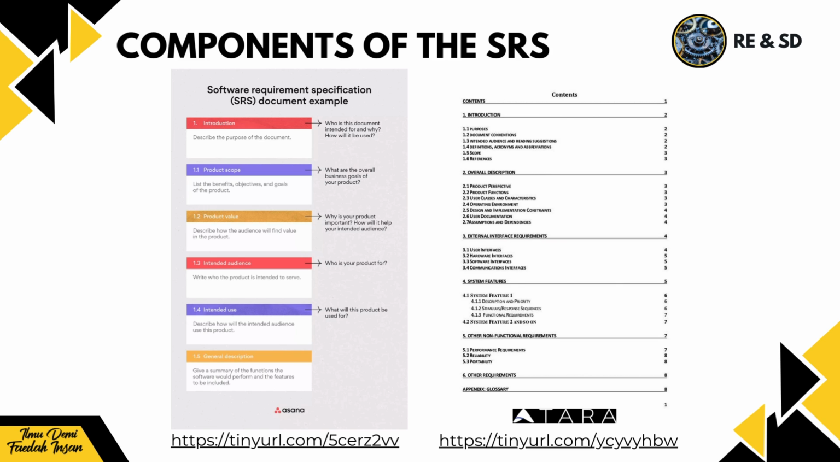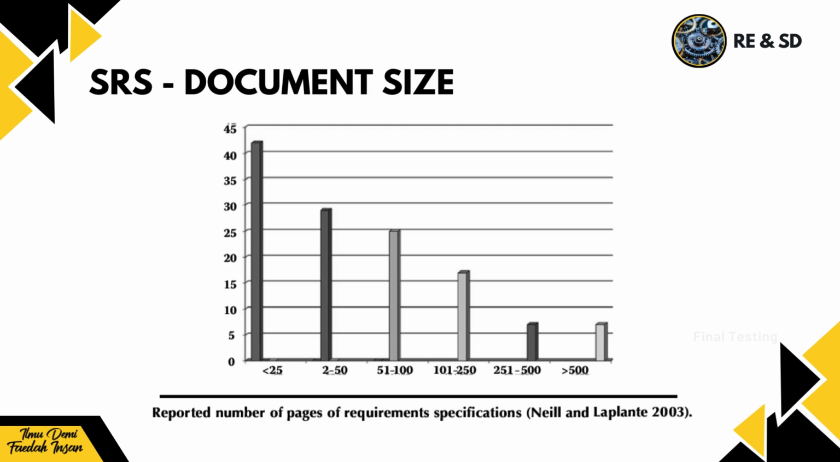Now that you understand the components required for an SRS, you might be wondering, how extensive should this document be? It's common to assume that it would be a very lengthy document. However, according to a study by Neal and Laplant, a significant majority of SRS documents contain fewer than 25 pages, and very few requirement specifications extend between 251 and 500 pages. This suggests that most SRS documents are designed to be concise, prioritizing ease of use and clarity. Therefore, again, the rule of thumb is to actively communicate with the intended users of your SRS to understand their specific needs and expectations regarding the document's size and detail.